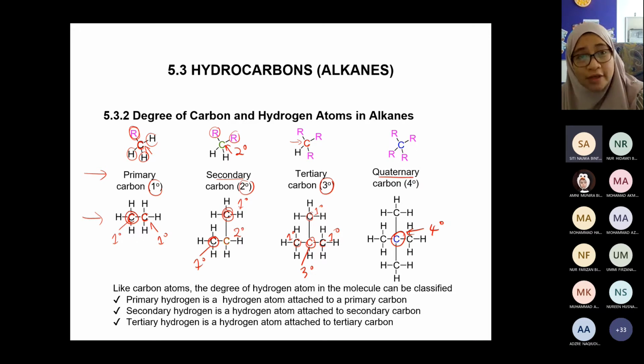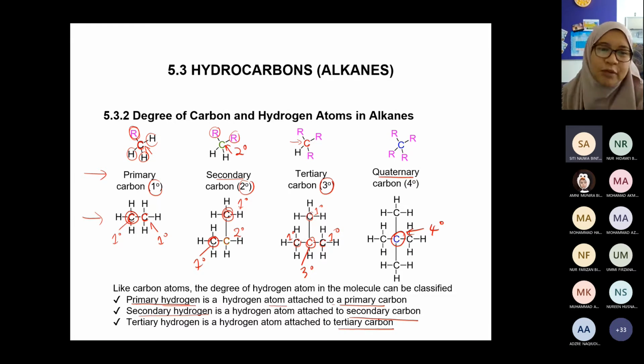Alright, not to forget hydrogen, guys. Hydrogen also has its degree. Like carbon, hydrogen is even simpler. Hydrogen depends on the degree of the carbon that it is attached to. If the hydrogen is attached to a primary carbon, then that hydrogen is primary hydrogen. Secondary hydrogen is attached to secondary carbon. Tertiary hydrogen is hydrogen attached to tertiary carbon.